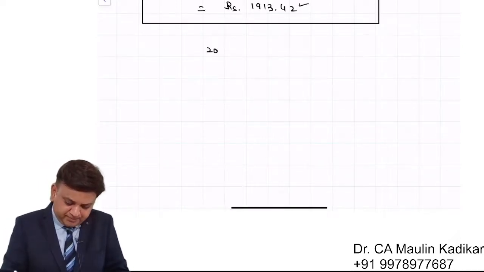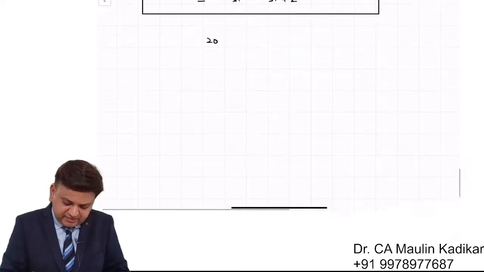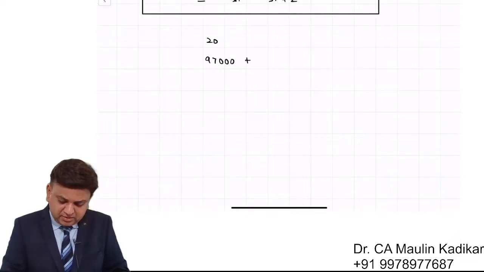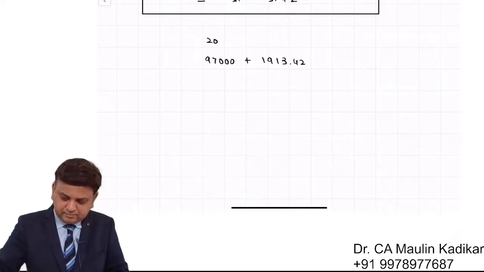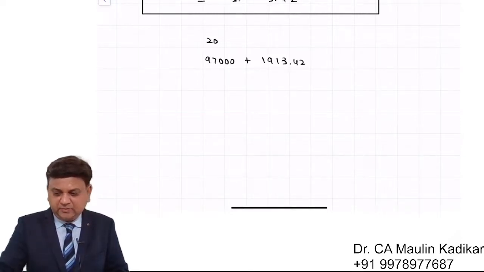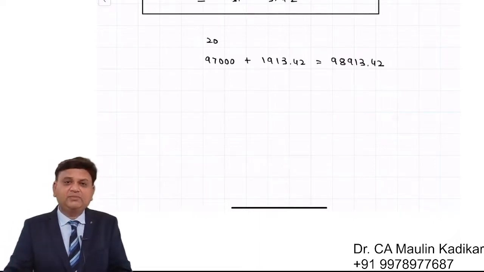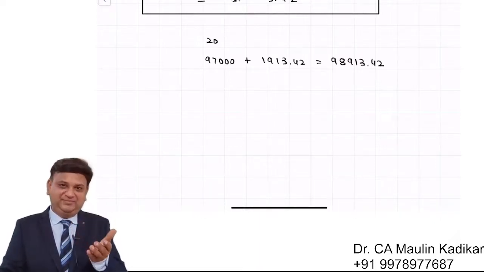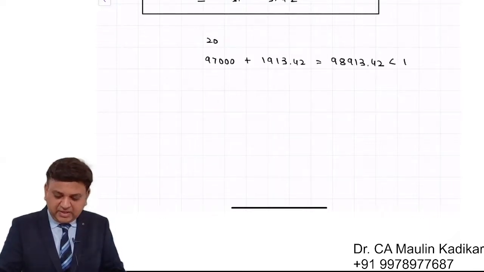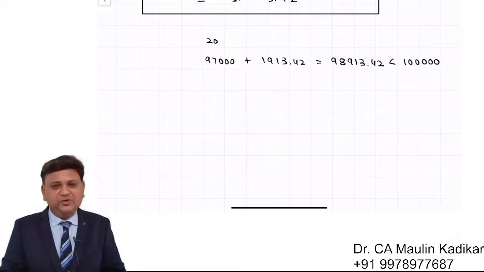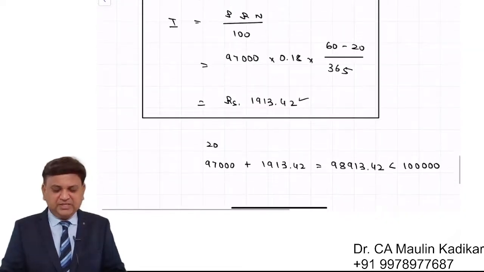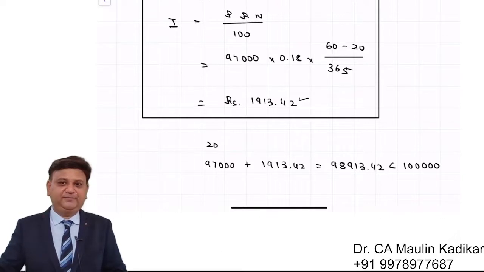Now we can say something like this also. On the 20th day, the company is borrowing 97,000 rupees at the rate of 18% for 40 days. The interest cost is 1913.42. So the total is 98,913.42. This total amount of payment that we have to make is less than the 1 lakh rupees of the invoice, so we should take advantage of the discount. That is also the way we can understand the answer.